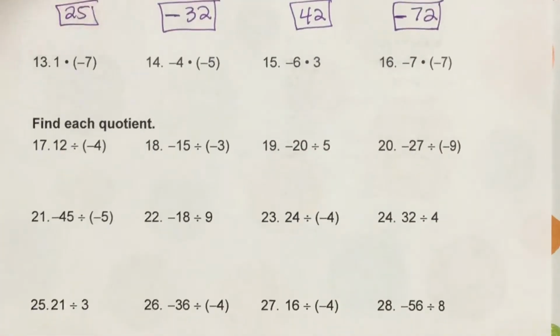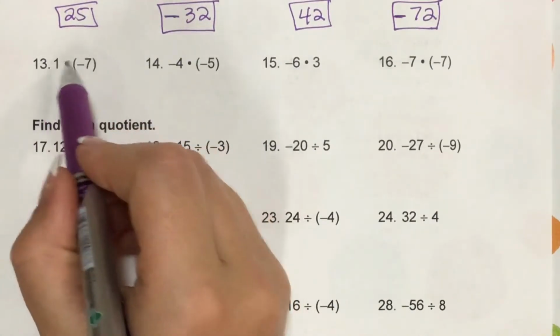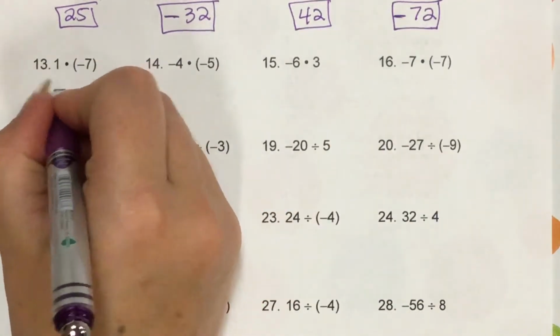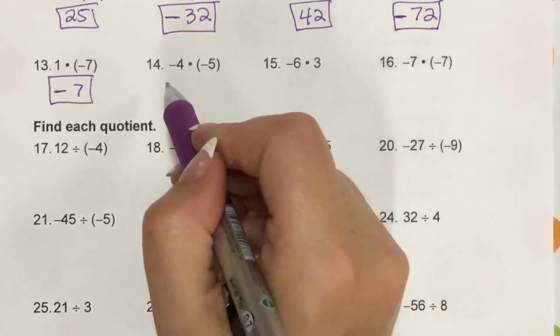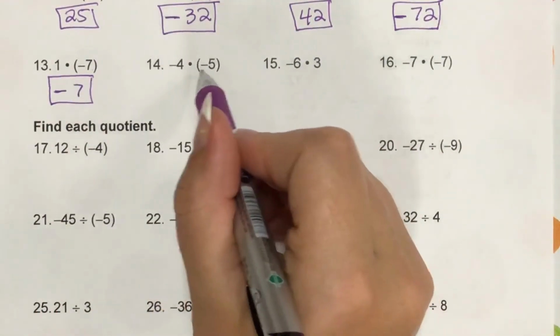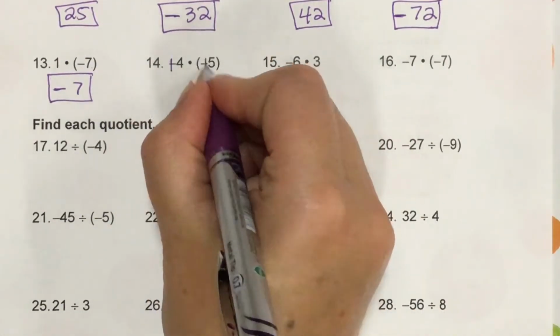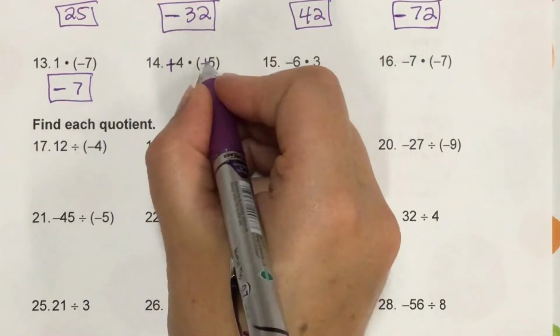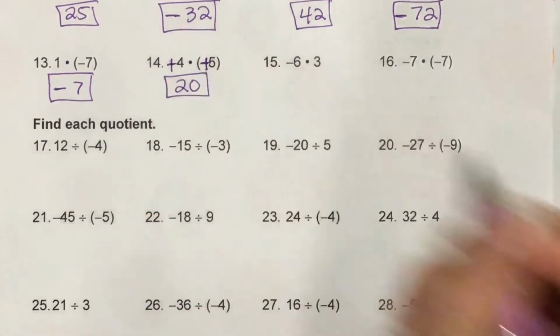Okay, let's move on to number 13. Says 1 times negative 7. So you have a positive times a negative, which is going to be a negative. 1 times 7 is 7. All right, number 14. We have a negative 4 times a negative 5. That's a negative times a negative, which is a positive. So I just like to make them positive. That's just what I like to do. And then 4 times 5 is just 20.